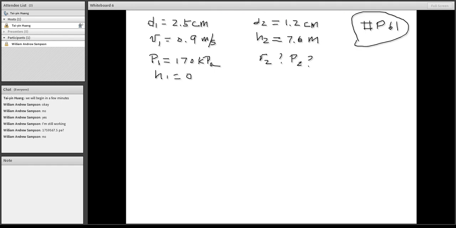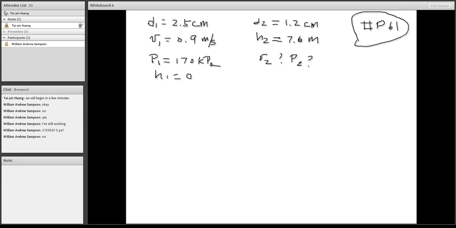Okay, problem 61. A water pipe having a 2.5 centimeters inside diameter carries water into the basement of a house at a speed of 0.9 meter per second and a pressure of 170 kilopascal. If the pipe tapers to 1.2 centimeters and rises to the second floor 7.6 meters above the input points, what are the speed and water pressure at the second floor?